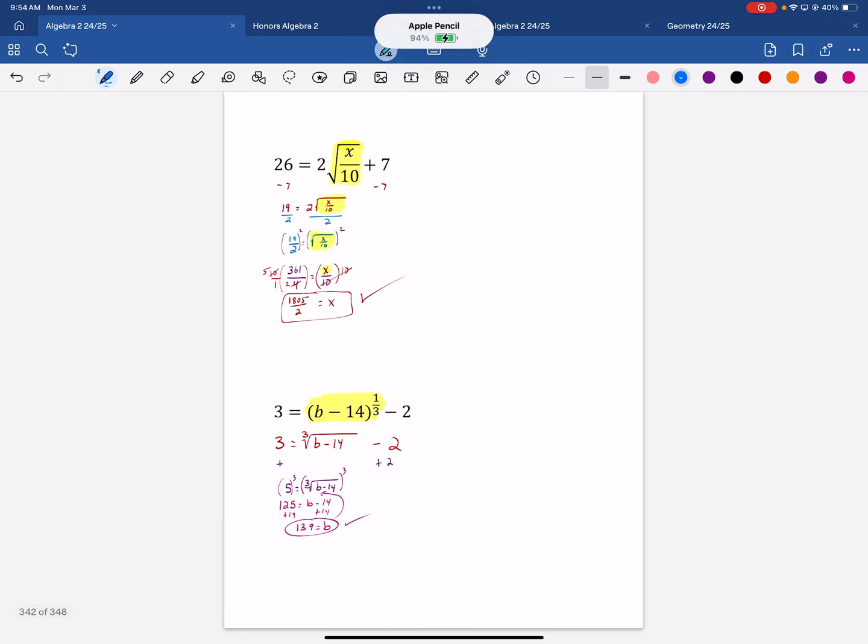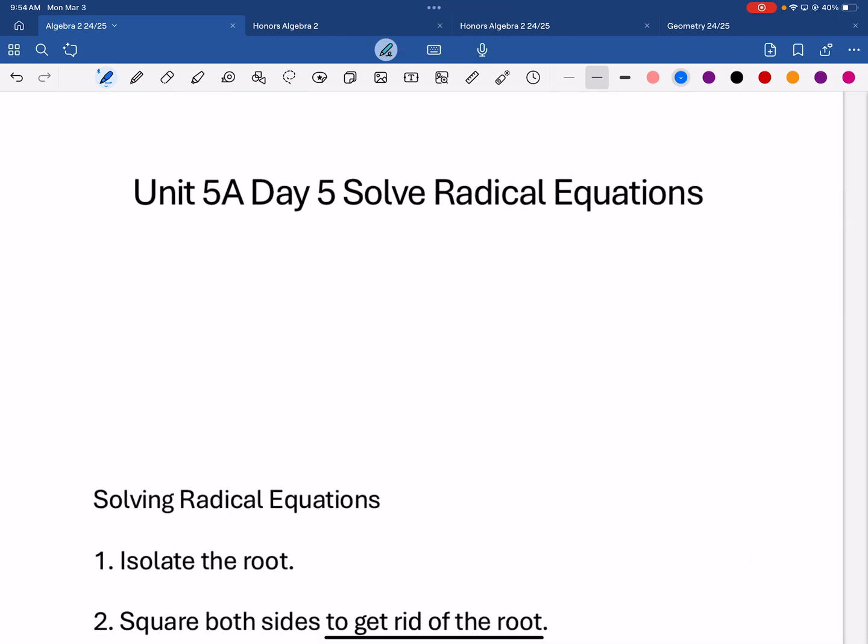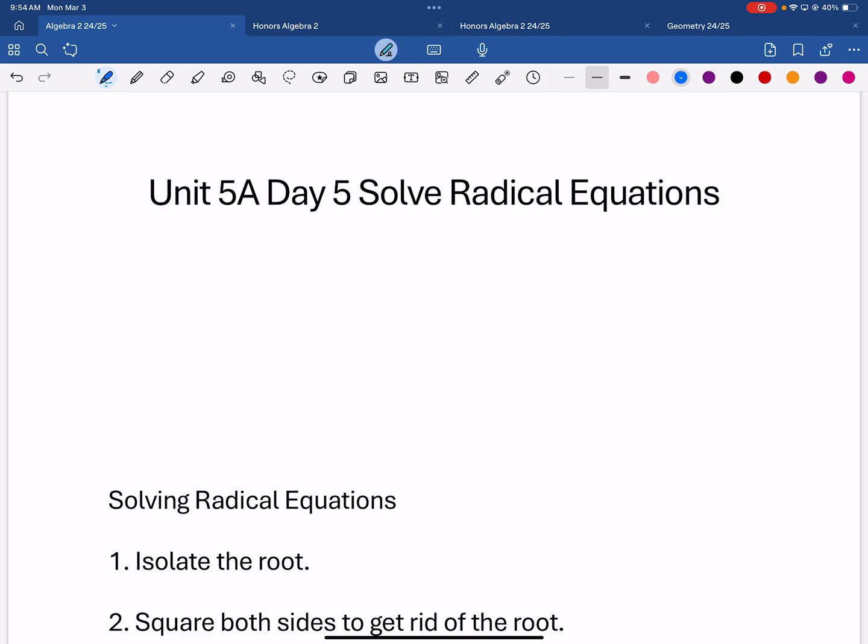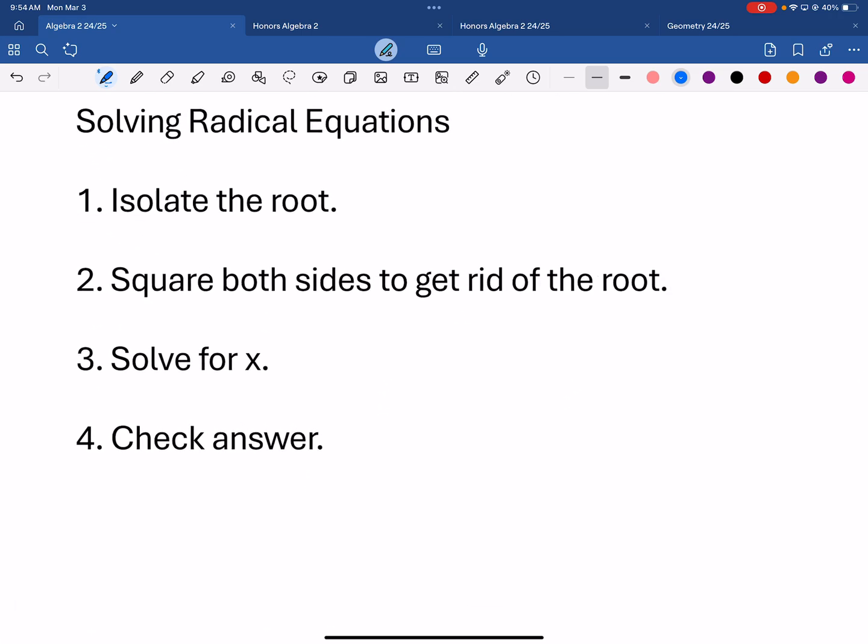So the whole goal today was to be able to solve radical equations. Remember, when you're solving radical equations, isolate the root first. Square, cube, or do whatever you have to do to both sides to get rid of the root. Solve for x. Check your answers. Any questions with day 5?